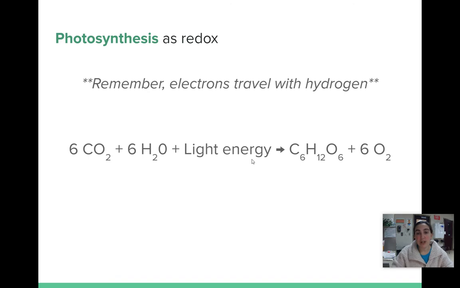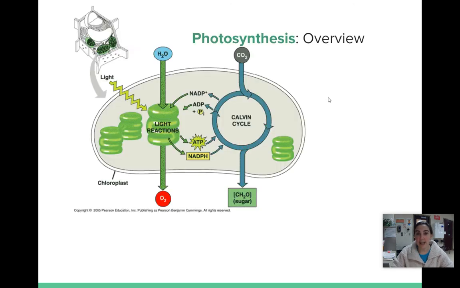If we look at just an overview of kind of how this process happens, we'll be looking at this in more detail on Thursday this week, but you can see the inputs. It requires sunlight, water, and carbon dioxide, and there are kind of 2 main steps that both happen within the chloroplast of a plant cell or the cell of another organism that can do photosynthesis.